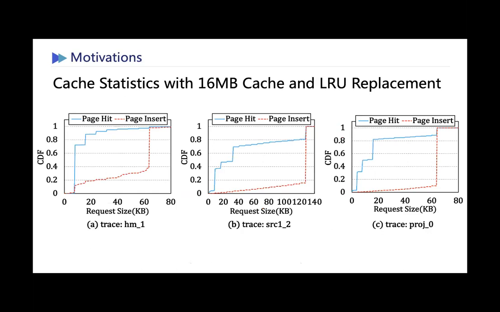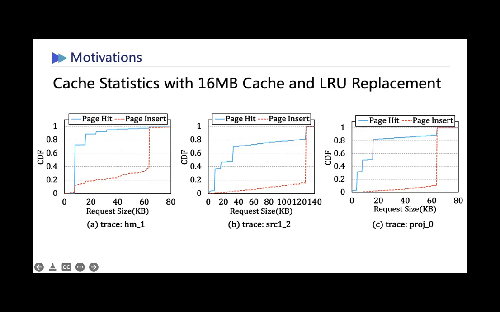In I/O workloads of real-world applications, small write requests commonly involve higher temporal locality than larger write requests. That is to say, the access frequency of the data page may be related to the size of its write request. The figure shows the results of page hits and page inserts as CDF according to the size of the request. In the figure, request size means the size of the write request, whose contents are inserted to the DRAM cache.